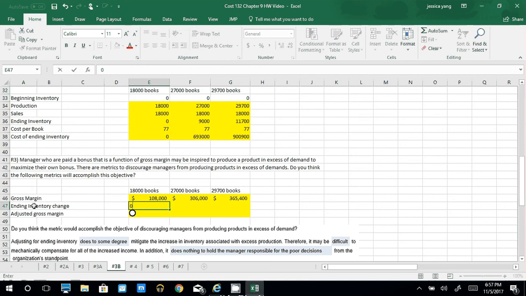Now to find the any inventory changes, there was nothing for 18,000 books, but for 27,000 books, the book wants us to multiply this by 10%. So how do I get this? Well, what I did was I took 693,000 times 0.10. That gives me 69,300.